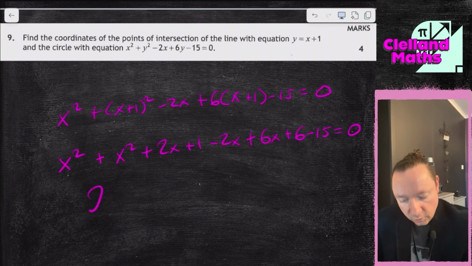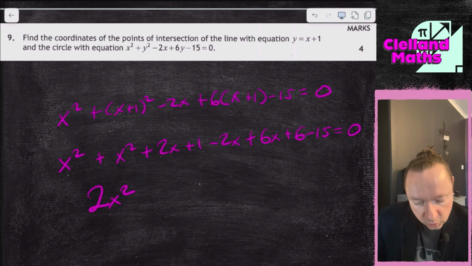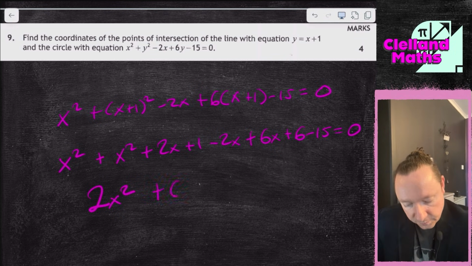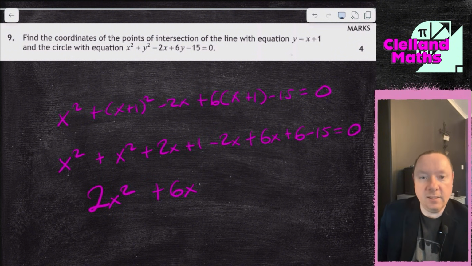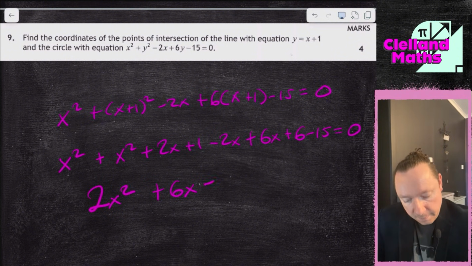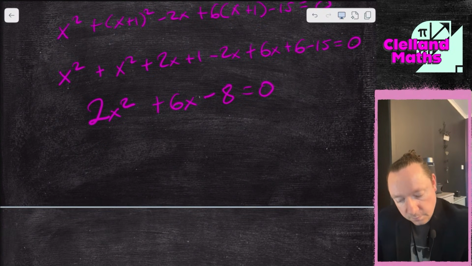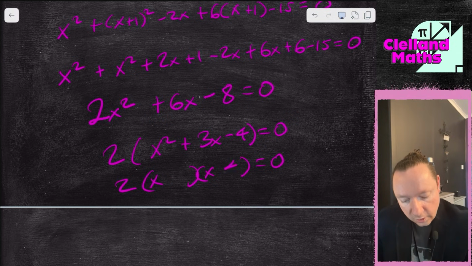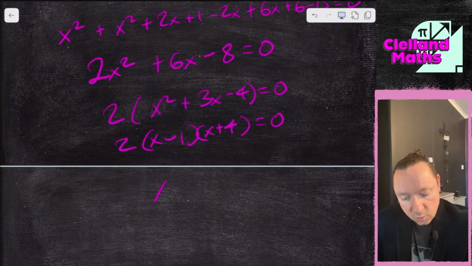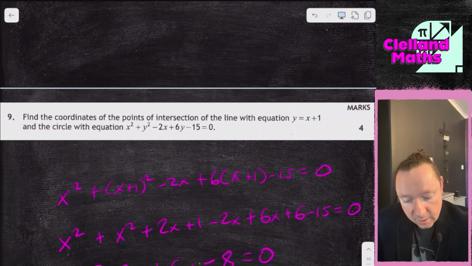So how many x squareds have I got? I've got 2 of them. For x's, I've got 2 minus 2 is 0 plus 6. And for numbers, I've got 1 plus 6 is 7 minus 15, which is minus 8. So we can see that 2 is a common factor: x squared plus 3x minus 4. And hopefully that factorises to give us x and x, 4 and 1. And it's going to be plus 4 minus 1 to get plus 3 in the middle. So x equals 1 or x equals minus 4.